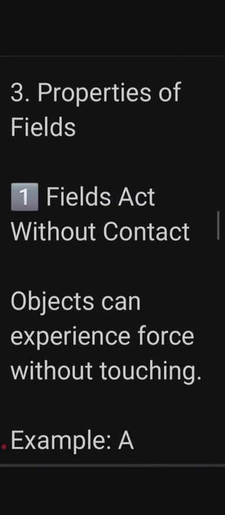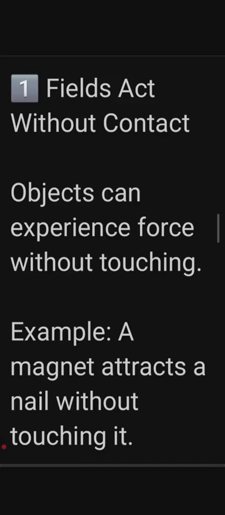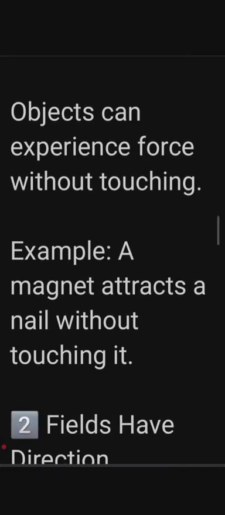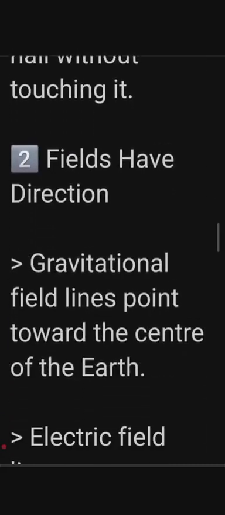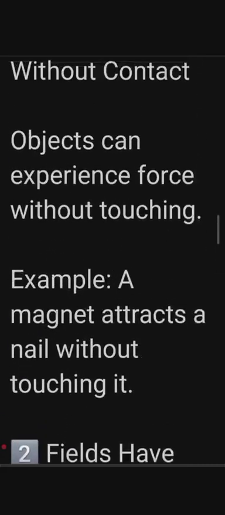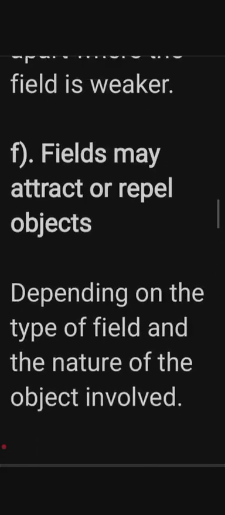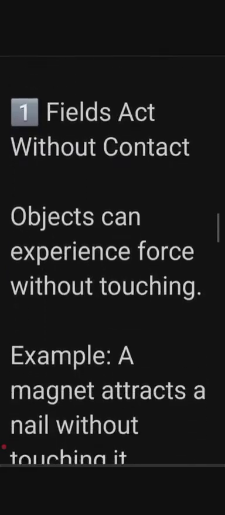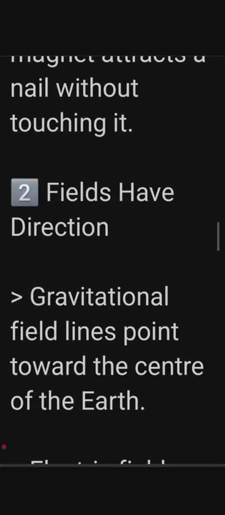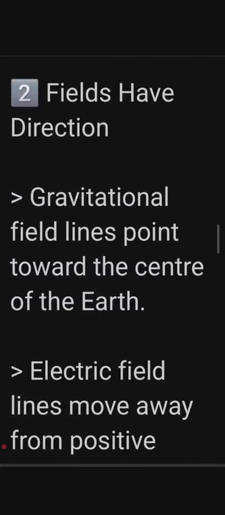Properties of field. Field acts without contact. So objects can experience field force without touching. Example, a magnet attracts a nail without touching it. The second property of field, fields have direction. We talked about this before, features of field. So gravitational field lines point toward the center of the earth.